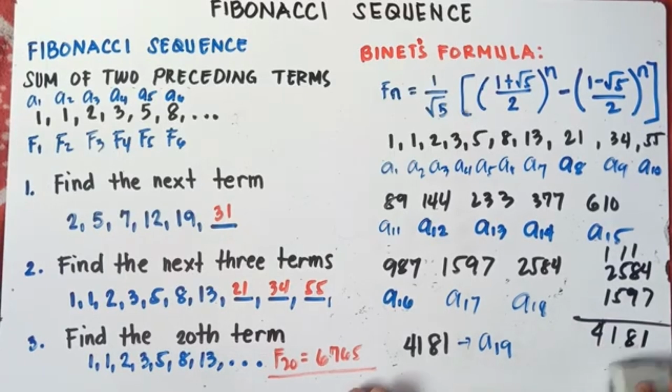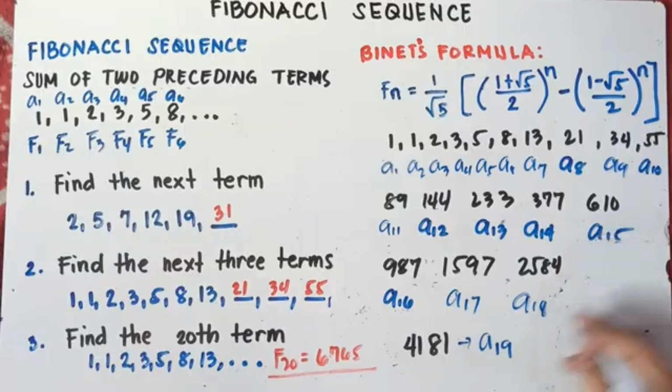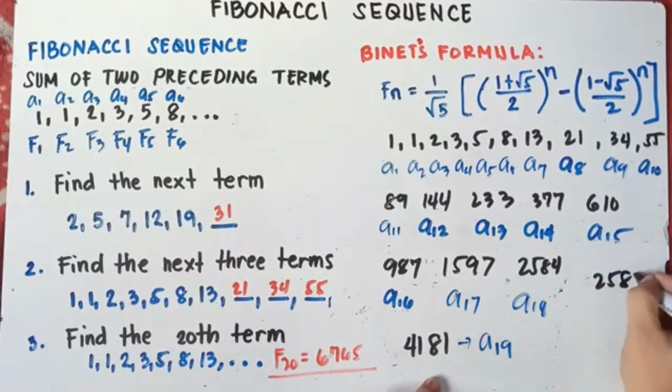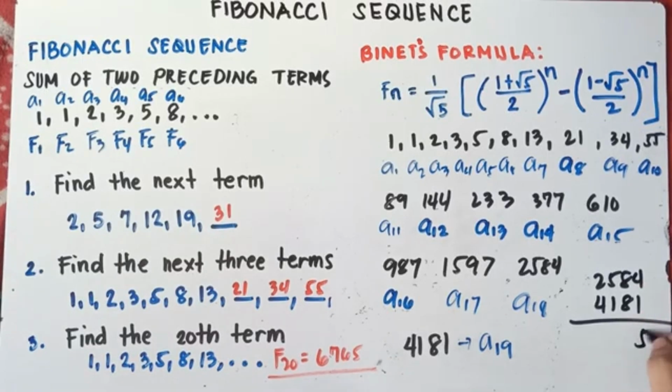Alright, so the last one. We're almost done. The last one is 2584, the 18th term, plus the 19th term, 4181. Let's check if we get 6765. So 4 plus 1 is 5. 8 plus 8 is 16, carry 1. 1 plus 5 is 6, plus 1 is 7. 2 plus 4 is 6. That is the 20th term, class.